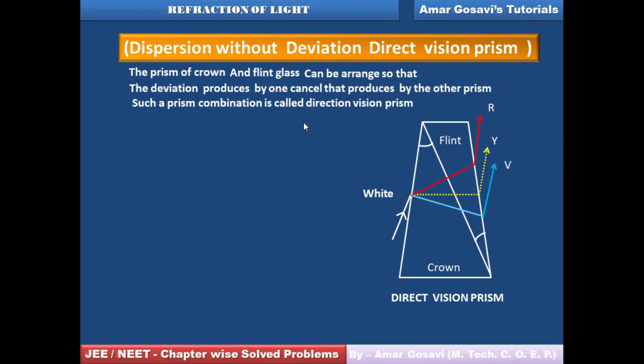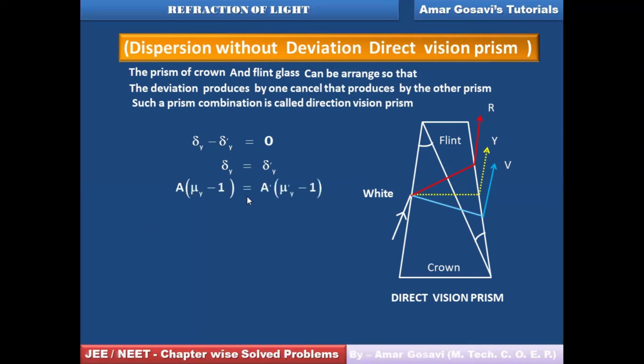Such a combination we call a direct vision prism. For such a combination, the equation which will work is: the deviation for mean color for crown, that is delta y, minus the deviation for mean color for flint, that is delta y dash, should be 0. Using this equation, delta y should be equal to delta y dash. That means the deviation of one glass should be nullified by the deviation of another glass, right?